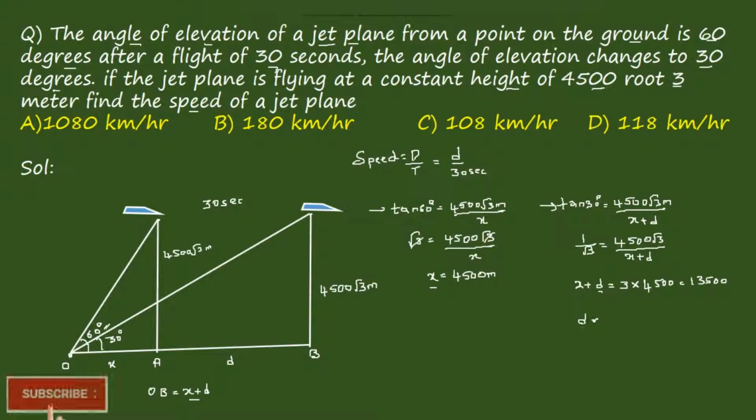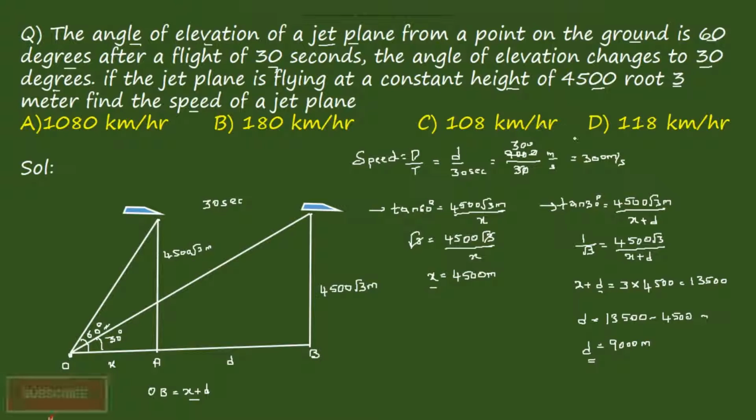We know the value of X, so we can find the value of D. Then D is equal to 13500 minus 4500 meters. So we get 9000 meters. So we get the value of D now. We can find the value of speed now. It becomes 9000 by 30 meters per second. The zeros get cancelled, and we get speed equal to 300 meters per second.